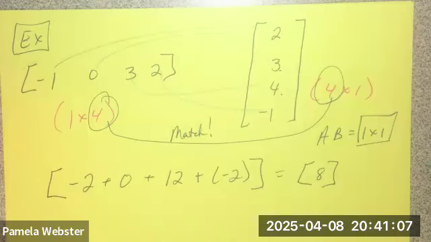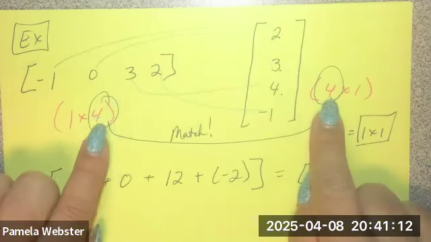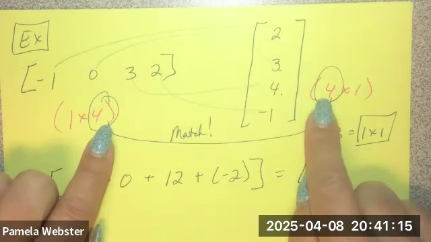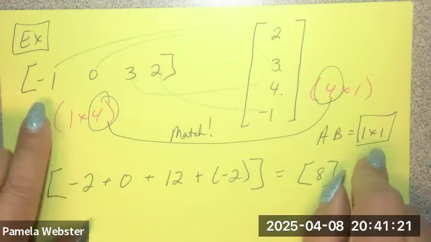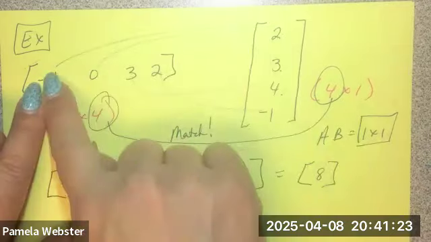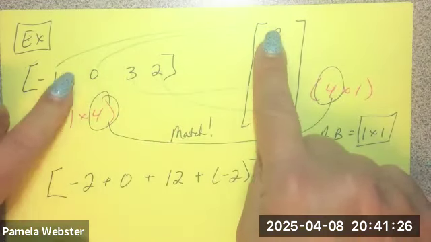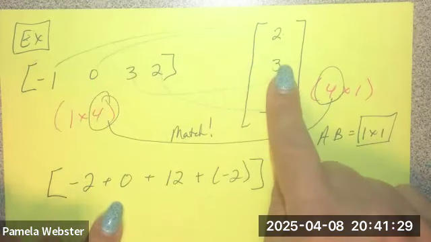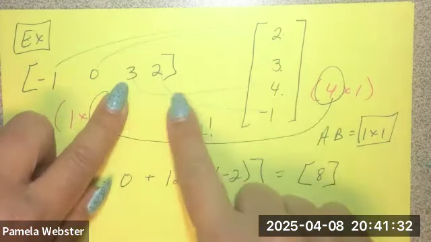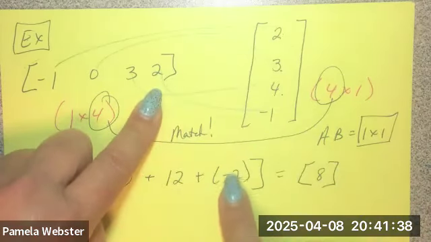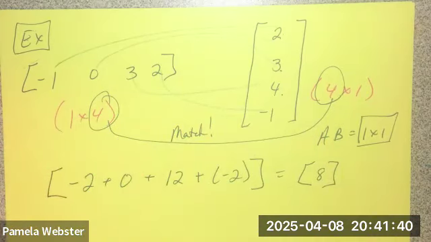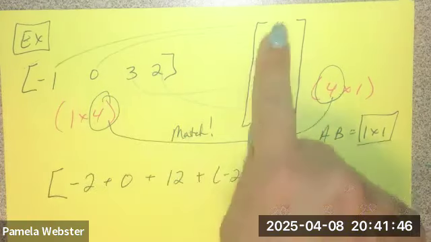All right, this is what I think I've got. I've got a 1 by 4 and I've got a 4 by 1, and sure enough, those dimensions match. The columns here and the rows are the same. So that means I can multiply these, and it means that my AB guy is going to be a 1 by 1. Okay. And I've kind of got my green lines drawn here. Distribute the negative 1 times the 2. I get a negative 2. Plus 0 times the 3. I get a 0. Plus 3 times the 4. I get a 12. Plus 2 times negative 1. I get a negative 2. That's all going to go in the first row, first column position, right? Because I've got 1 row, 1 column.